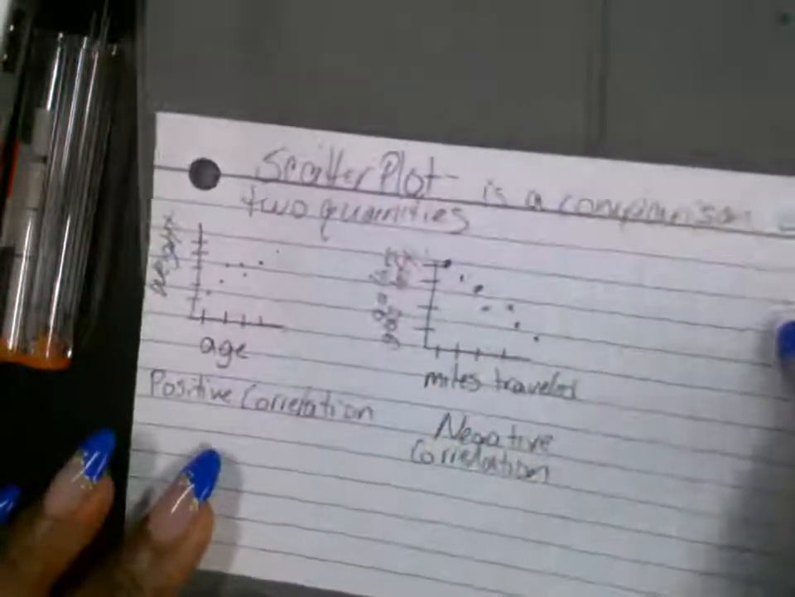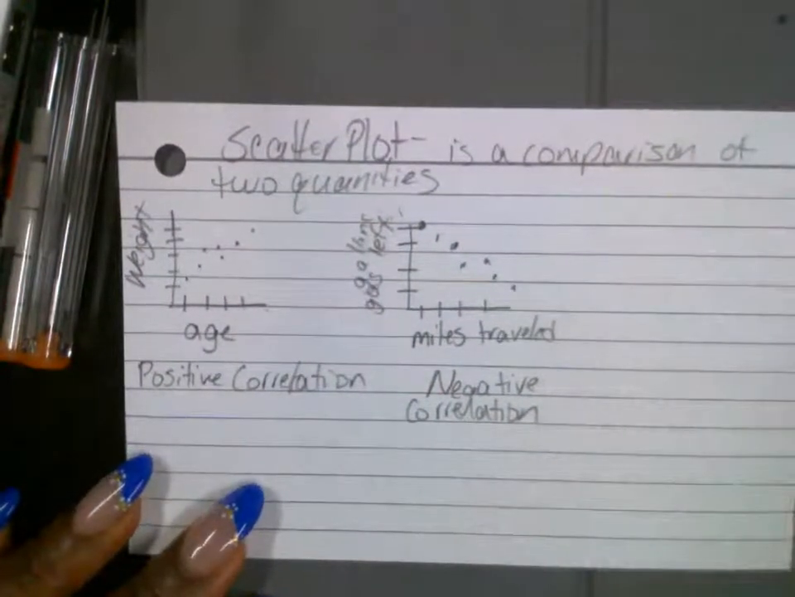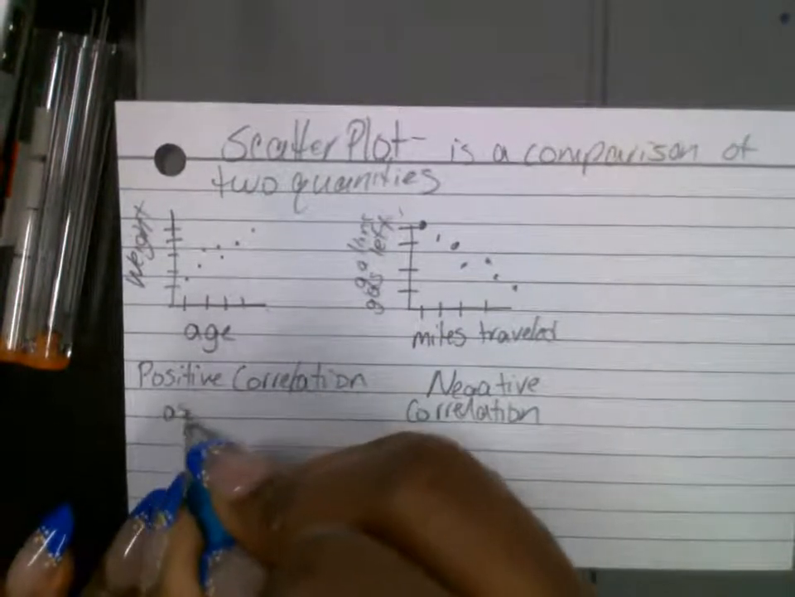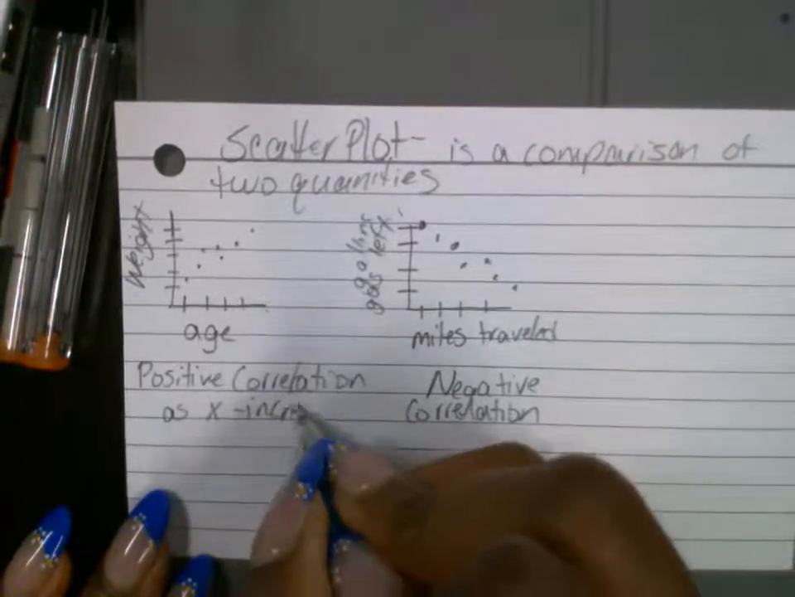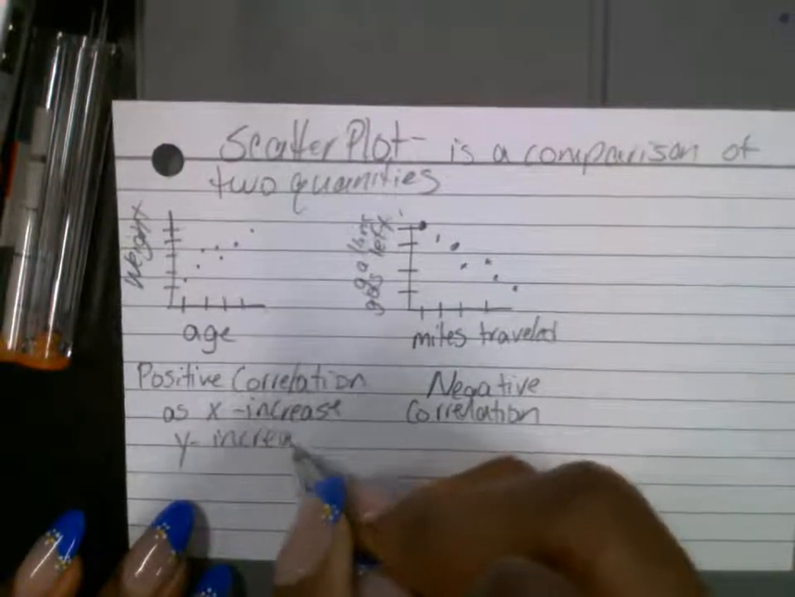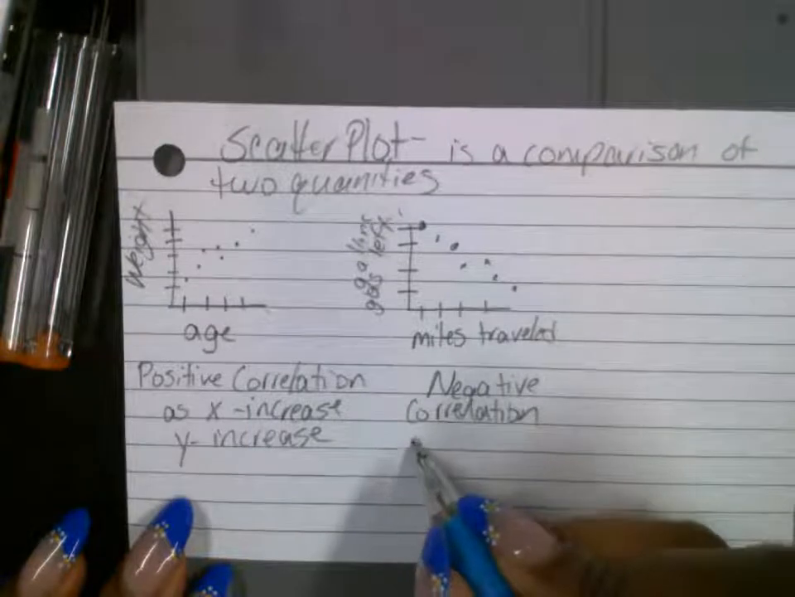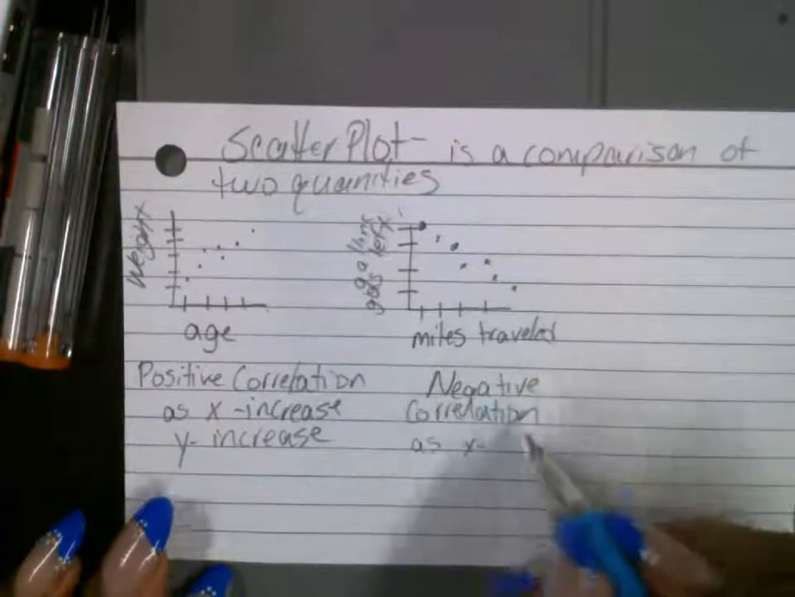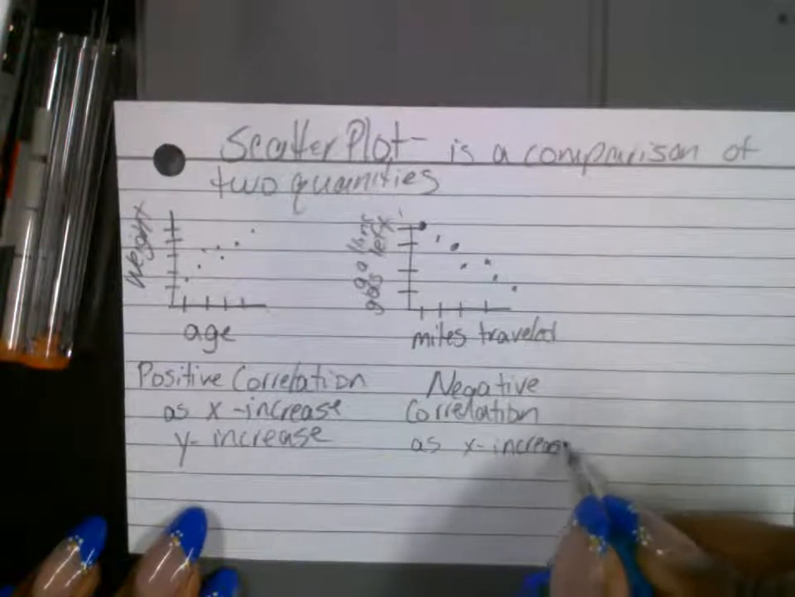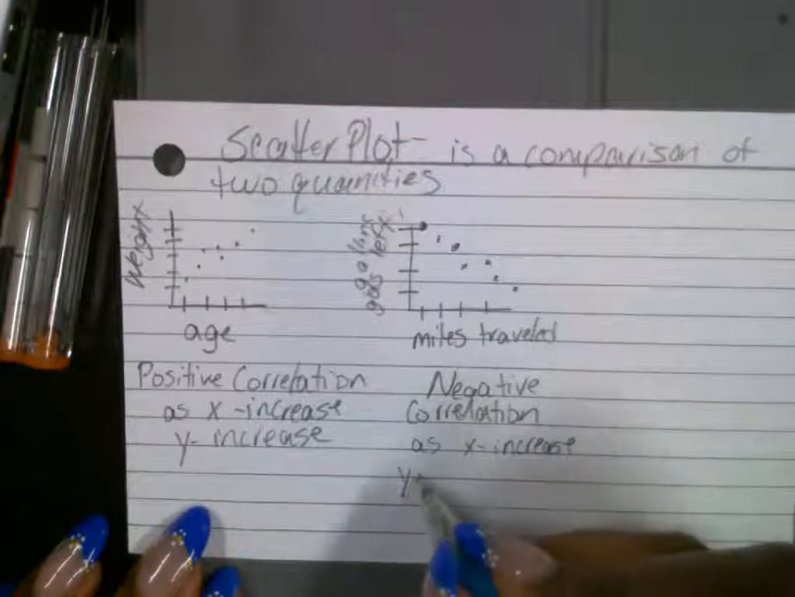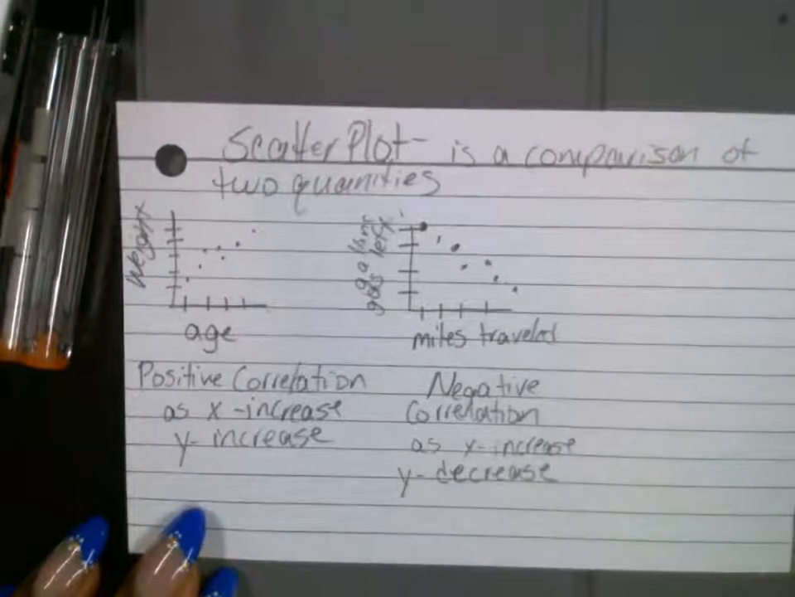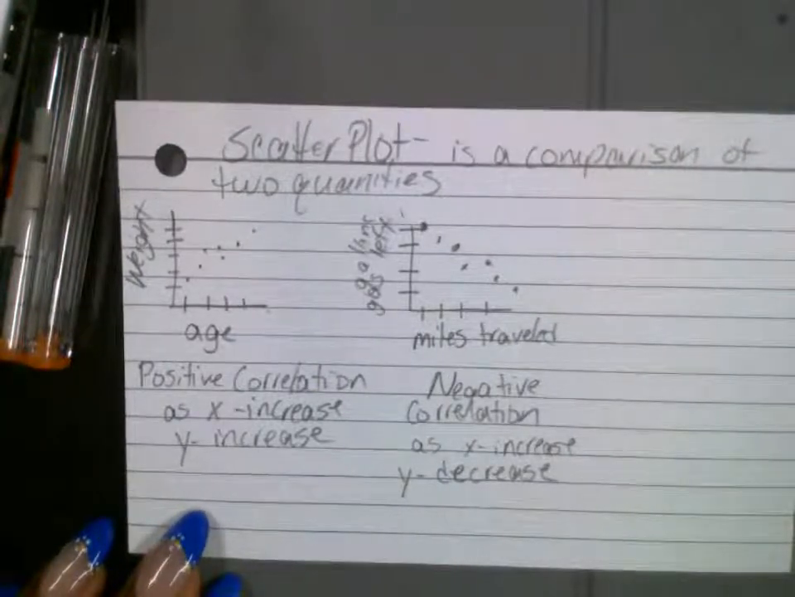Oops, sorry, y'all. All right, so again, positive correlation: as X increases, Y also increases. Negative correlation: as X increases, X always increases because you always read X from left to right like you're reading a book. So X is always going to increase. As X increases in a negative correlation, Y decreases. In this case, the gallons left in the tank is going to decrease the more miles you travel.